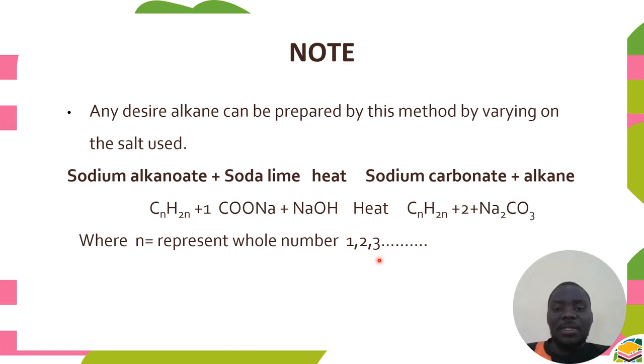So remember, the type of alkane that you want to produce determines the salt which you are going to use here. As I also explained in the previous slide, for example, if we want to prepare ethane, ethane has 2 carbons. It means the salt that we're going to use here is supposed to have 3 carbon atoms. So it means here it will be sodium propanoate.